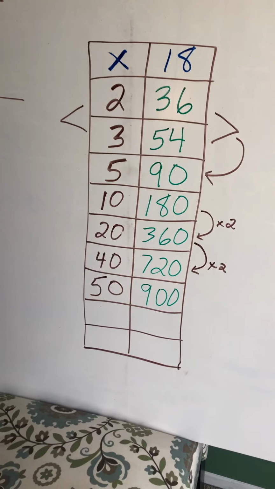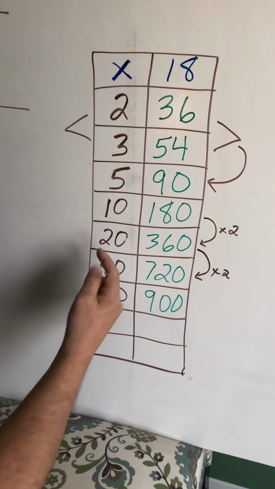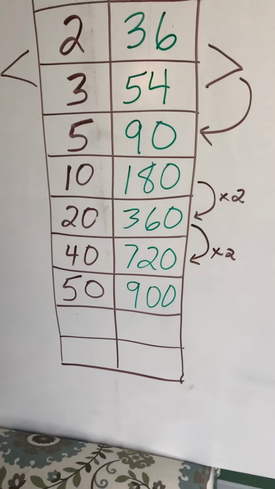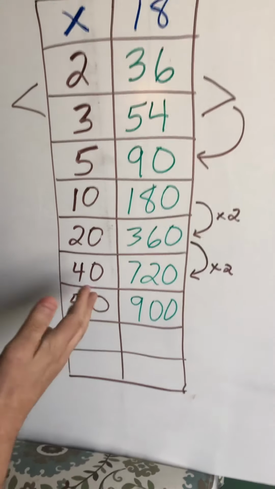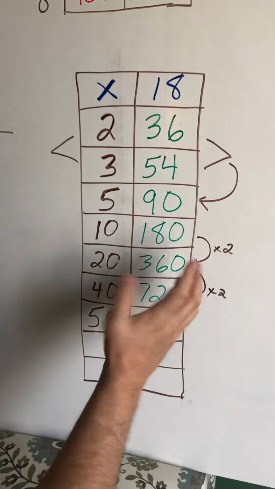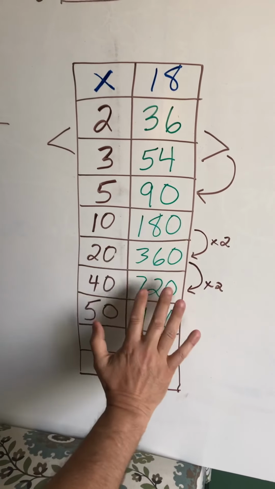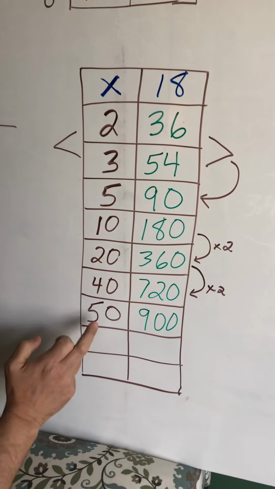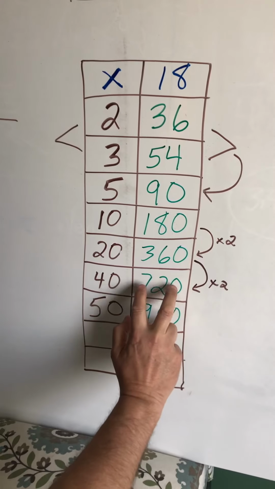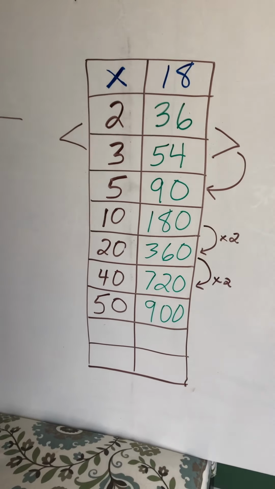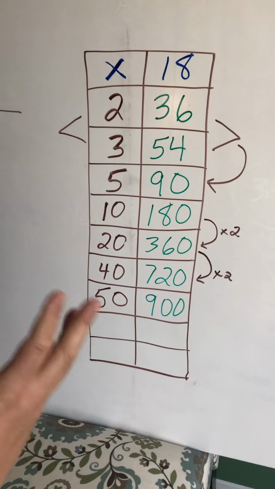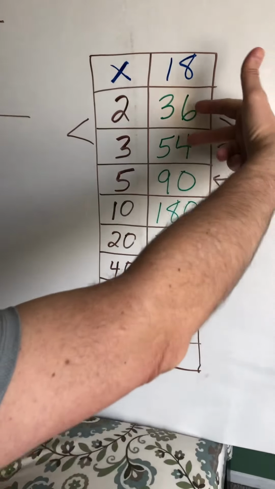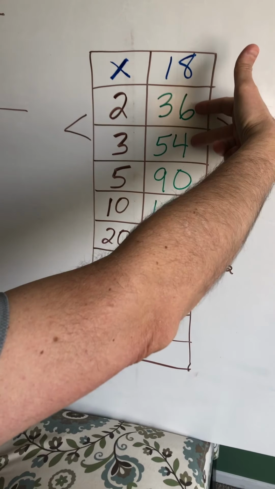And then I doubled again because I don't want to waste a lot of time. So 20 doubles to 40, 360 doubles to 720, okay? Then for 50, I looked up here and did 720 plus 180, because 40 plus 10 is 50. So I did 40 plus 10 and got 900. Now I know I'm not done yet, but I'll let you finish, because all you have to do now is go back up here, okay?